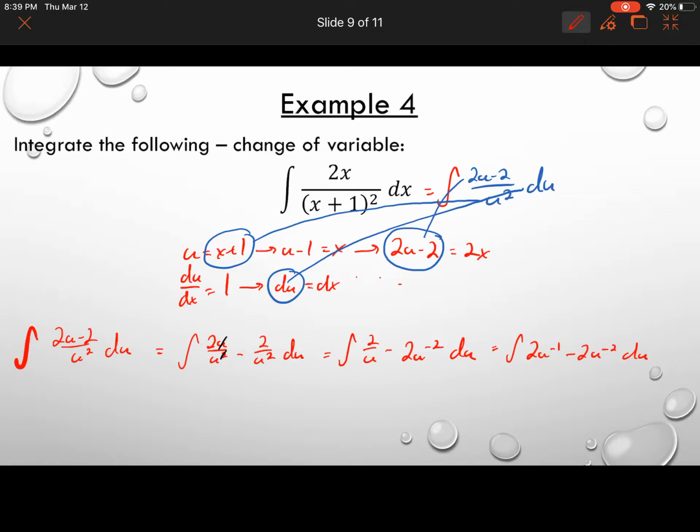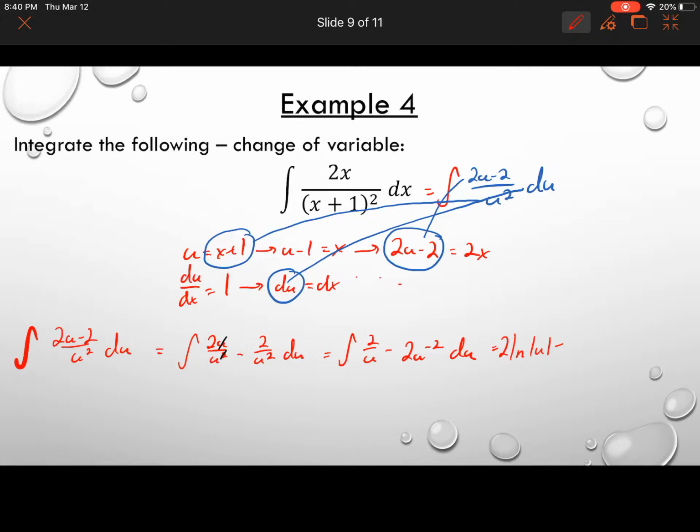Now we can finally do our antiderivative. Or actually, I'm not going to rewrite that, only because it's a little bit easier for us what we have to do. So now the first one, the antiderivative of 2 over u, remember, is just the natural log. So the natural log of the absolute value of u, 2 in front there.